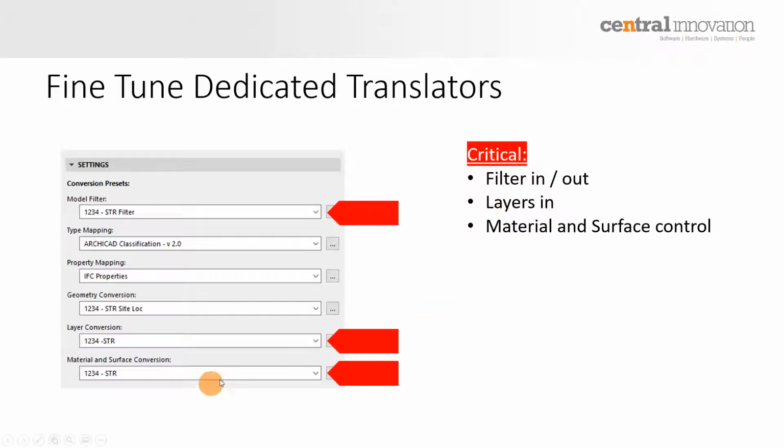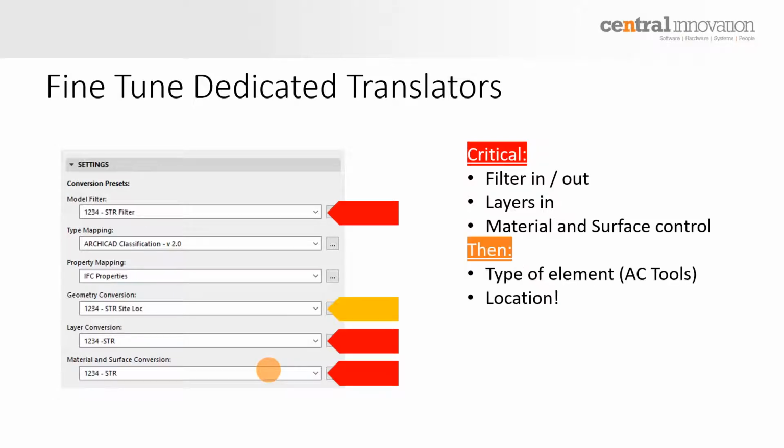And the third will be the materials and surface conversion. Why? You may be using that for the purpose of displaying your own file or your model, and you want to make sure that it looks, at least in a controlled way, so you don't get crazy colors or completely uncontrolled attributes for those things.